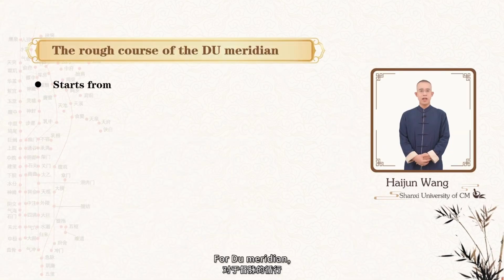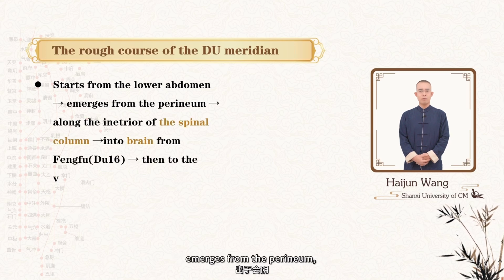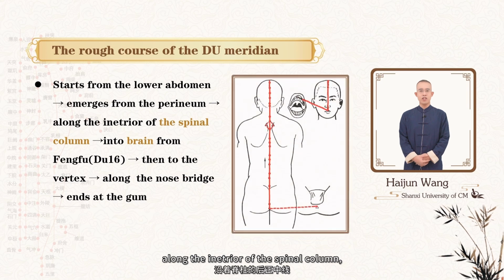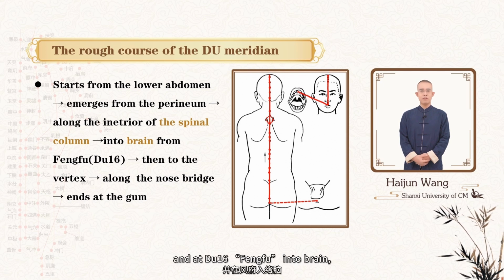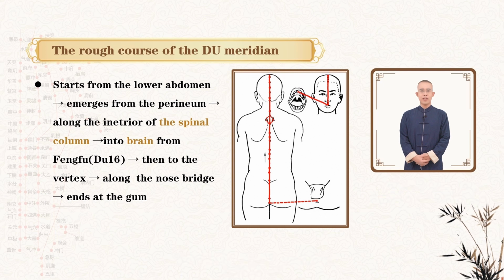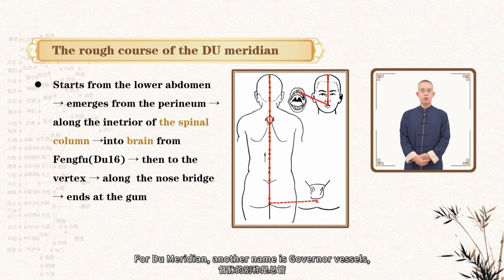For the Du meridian, it starts from the lower abdomen, emerges from the perineum, and goes along the interior of the spinal column up into the brain, then appears at the vertex from the brain, then goes along the nose bridge and ends at the gum. For the Du meridian, another name is the governor vessel.